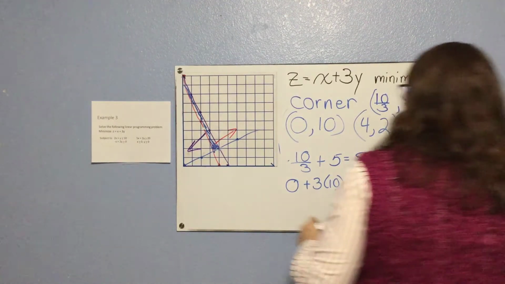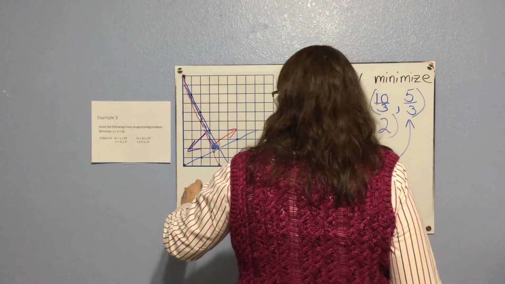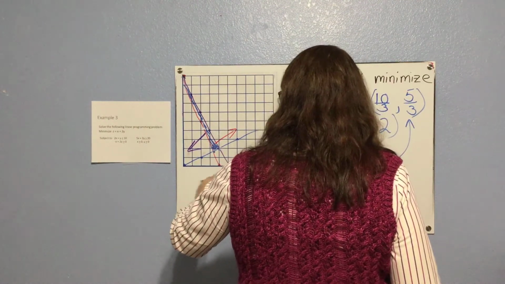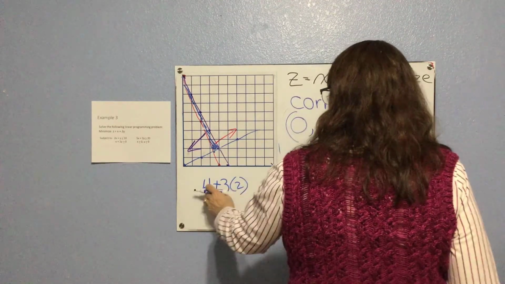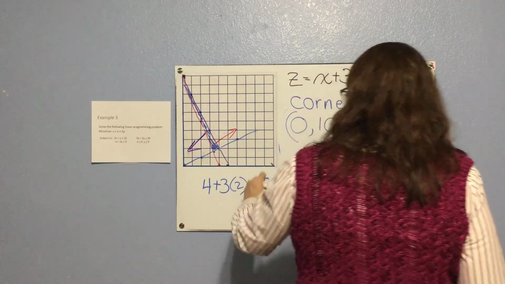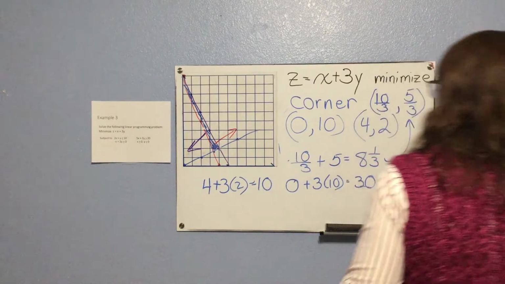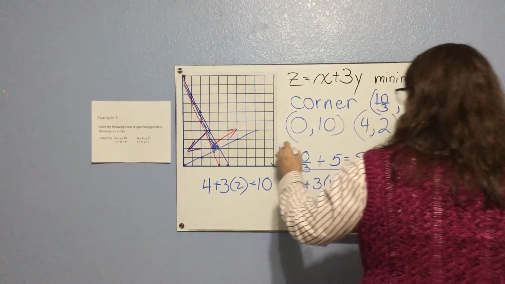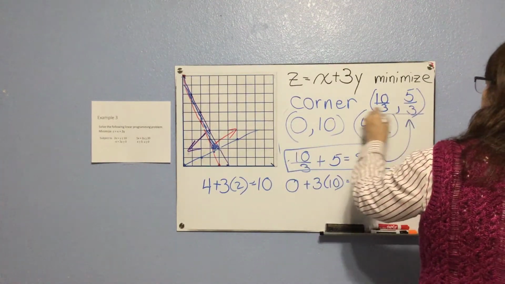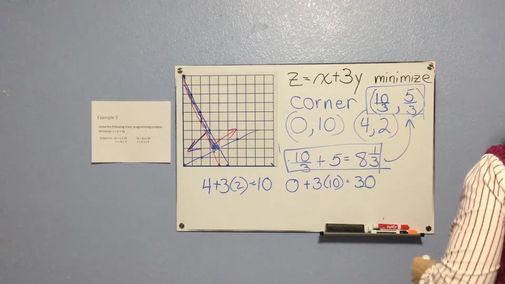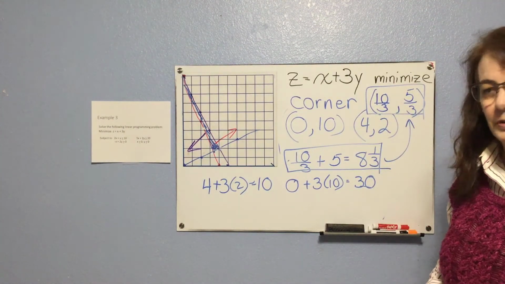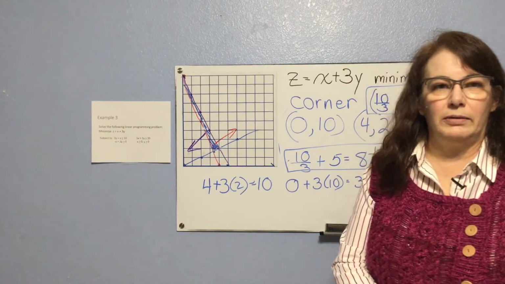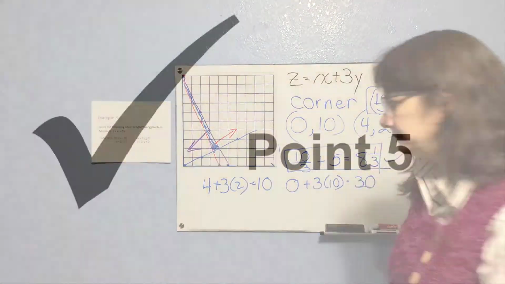And so my other choice is 4, 2. So I've got 4 plus 3 times 2. So this is 6 and 4 is 10. So close, but not quite. Here's our winner. This is the point that minimizes the value of the objective function. Pause your video now and work on checkpoint 5.